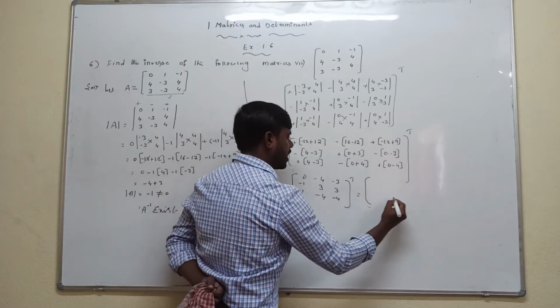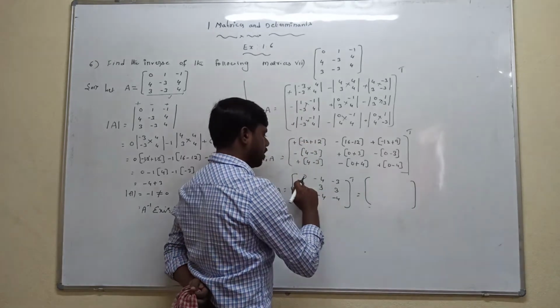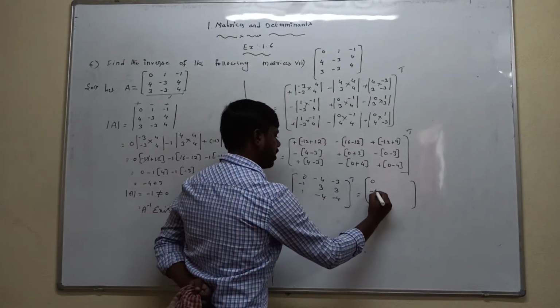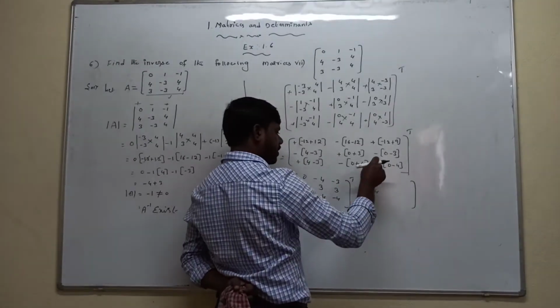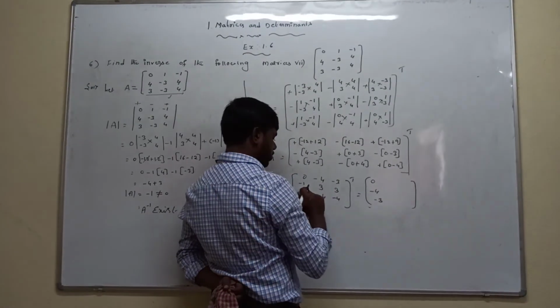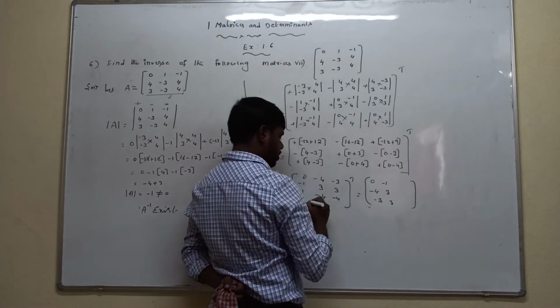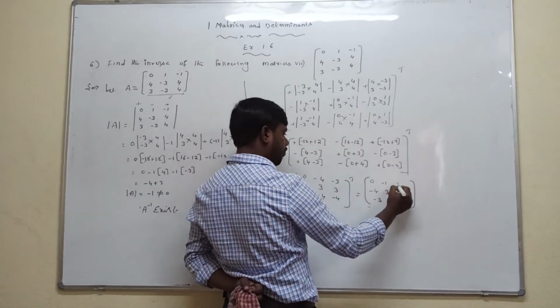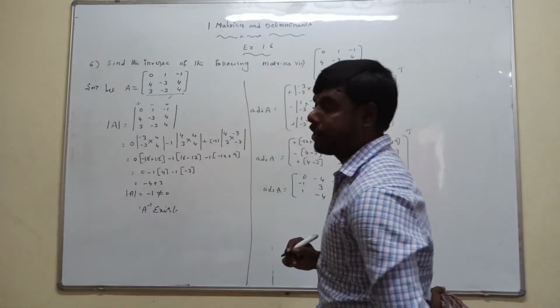Now the transpose of the matrix is nothing but interchanging rows and columns. So the first row is replaced with the first column: 0, minus 4, minus 3. The second row is replaced with the second column: minus 1, 3, 3. The third row is replaced with the third column: 1, minus 4, minus 4. This is the adjoint of A.